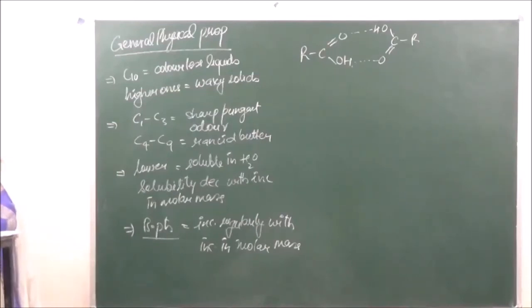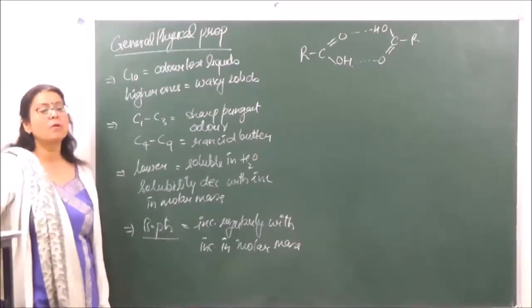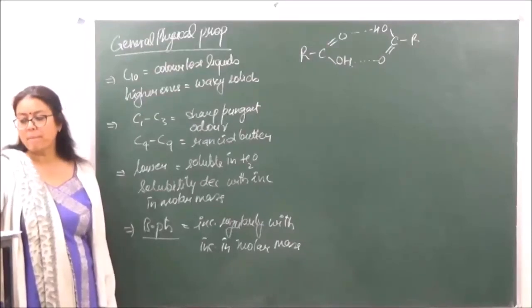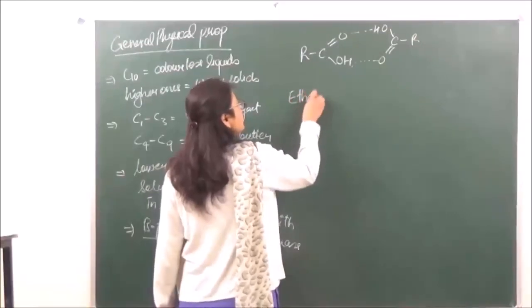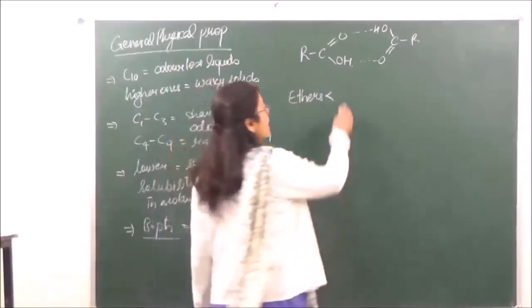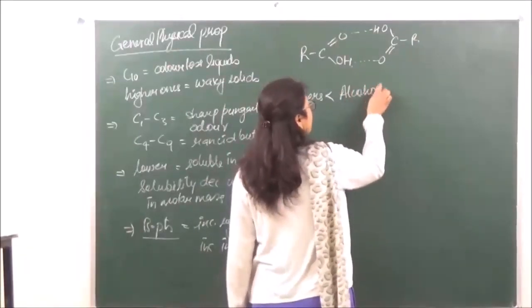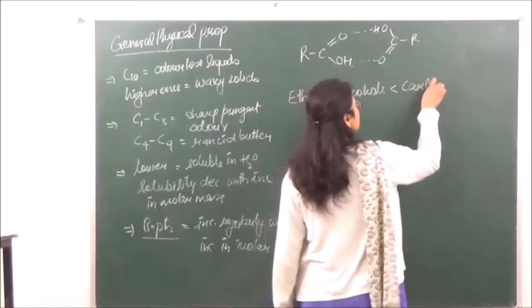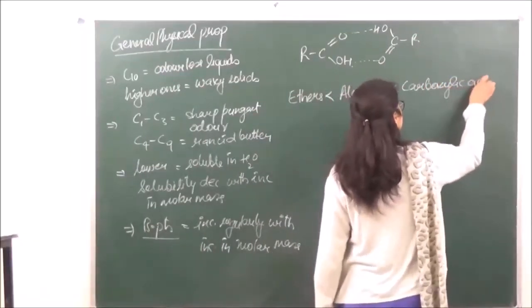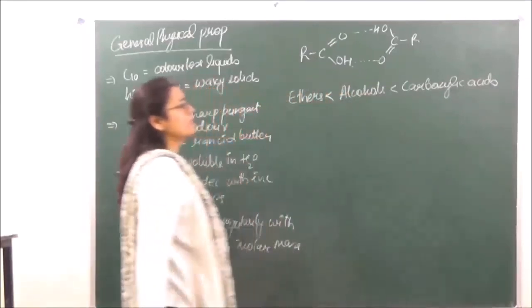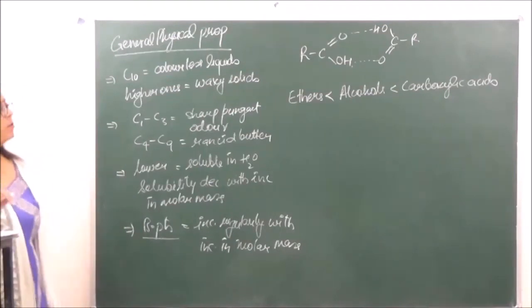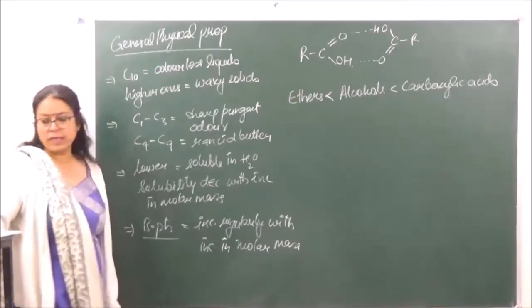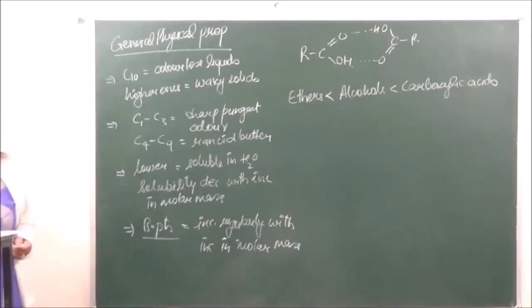Okay, so we are comparing the boiling points of ethers, alcohols and carboxylic acids. Carboxylic acids are going to have the maximum boiling point. Ethers have lower boiling points than alcohols, and alcohols have lower boiling points than carboxylic acids because of the greatest forces of attraction present in carboxylic acids. Okay, you've understood till here? Then let's go on to the electronic structure of carboxylic group.